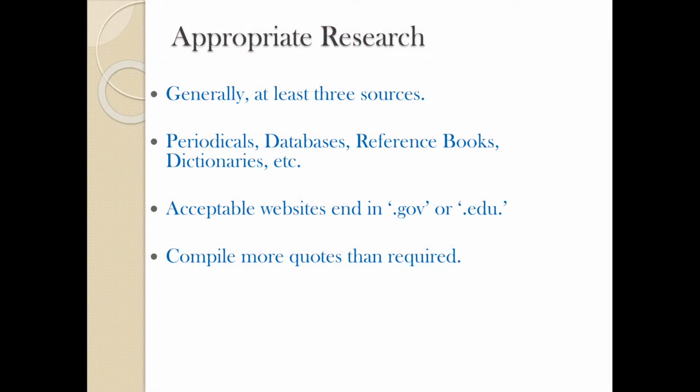Things like periodicals, journals from databases, reference books, dictionaries, newspapers, magazines. Sometimes websites ending in .gov or .edu are acceptable. Anything that is peer-reviewed is always acceptable, which most of those types of sources I just mentioned are. A lot of these can be found through databases, which most school libraries offer. I know that DBU does. You want to stay away from sites ending in .com or .org or .net.